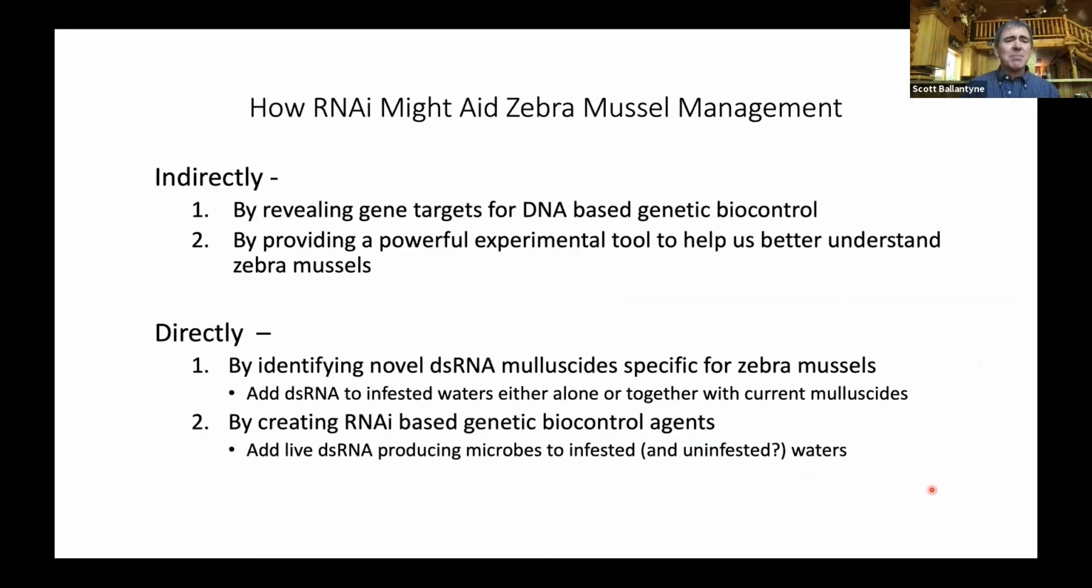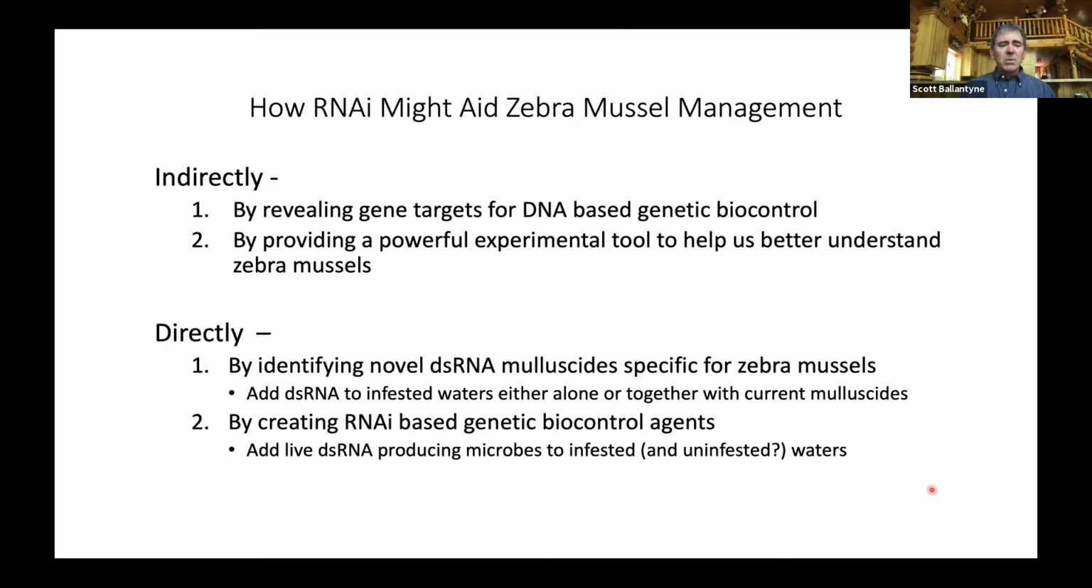Okay, so I want to quickly end then by just listing four ways I could see RNAi contributing to zebra mussel management. I want to stress we're not going to get these all done in the next year. One way would be to identify gene targets that could be used for DNA-based biocontrol. This is the sort of work that Mike Smansky is doing, so a CRISPR-based strategy. It could provide a real powerful experimental tool that helps us understand mussels at a whole new level. But I'm most interested in these last two, the direct ones. At least in principle, RNAi could reveal new double-stranded RNA molluscicides that would be unique in that they would only target zebra mussels, right? They'd be extremely specific.